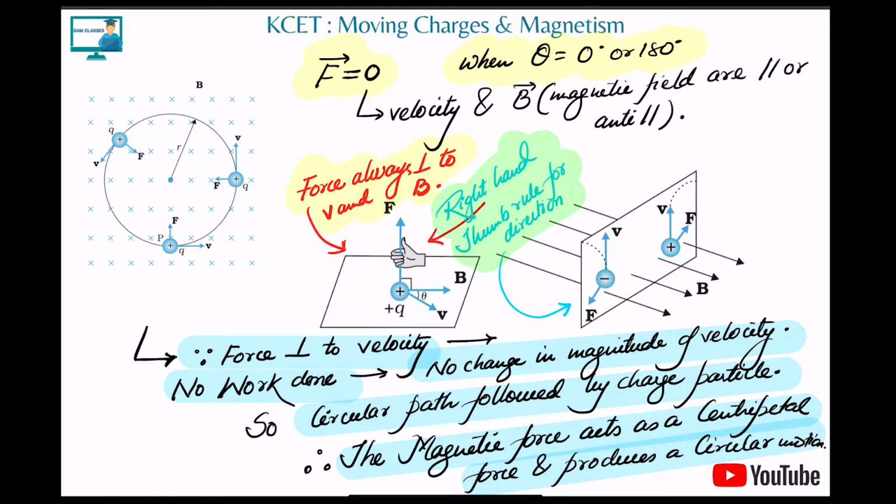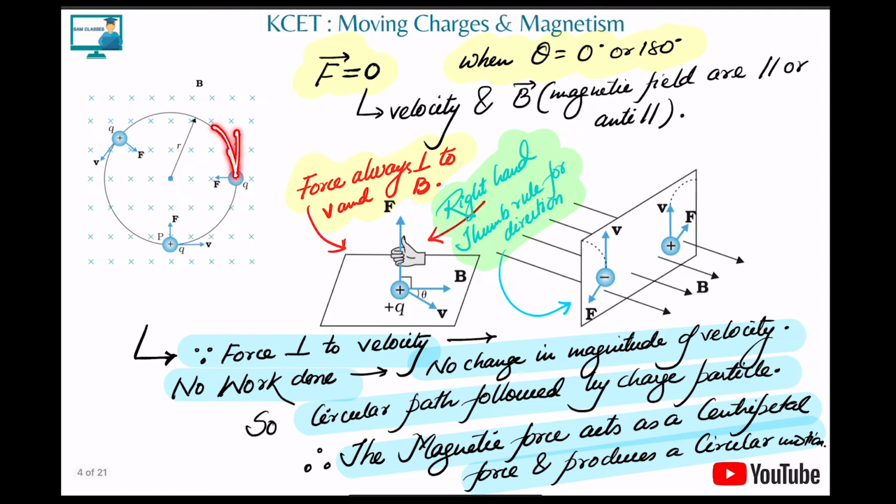Clear? Now we got to know that force is perpendicular to velocity. Then what will happen? Since force is perpendicular to velocity, no work will be done. Why? Because there is no change in the magnitude of the velocity. The direction of the velocity is changing. See, it is doing a circular motion. The direction at each step is changing, but the magnitude of the velocity is not changing. Correct.